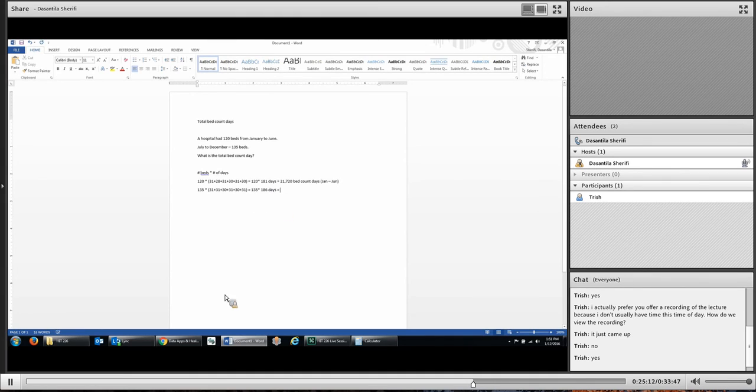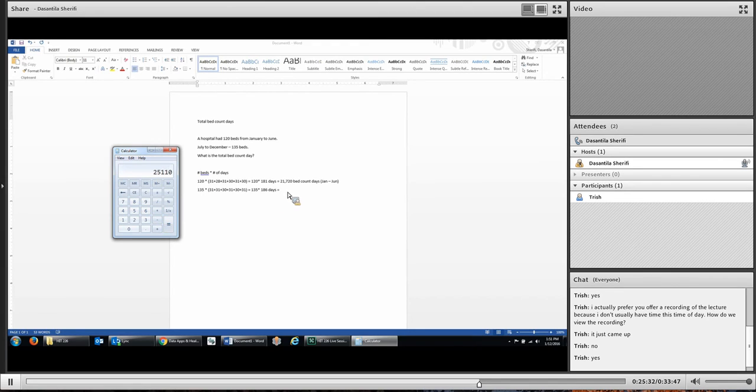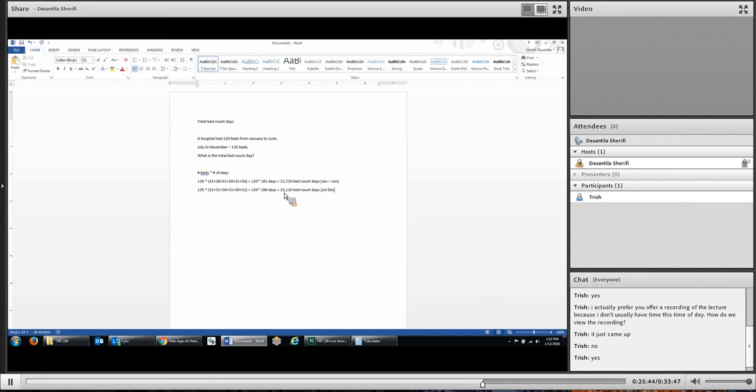Okay, and then pull up your calculator again, 135 times 186, and check your numbers. Sometimes you might make mistakes because, like me right now, I didn't type exactly what I needed to. 186. So this is 25,110 bed count days. So these are from July to December.